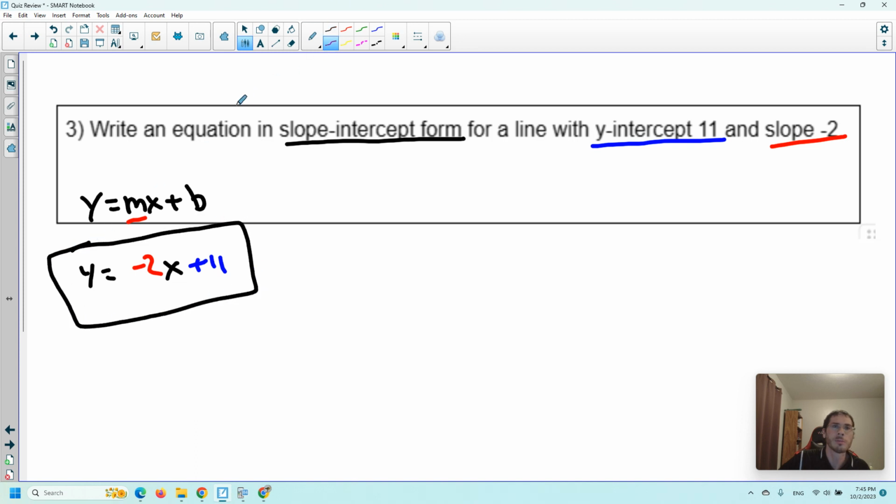Again, for this one, we have to write an equation, so you need an equal sign. If there's no y equals, if it's just negative 2x plus 11, it's not right. That's not what it's asking for. It's asking for an equation. Equation needs an equal sign.